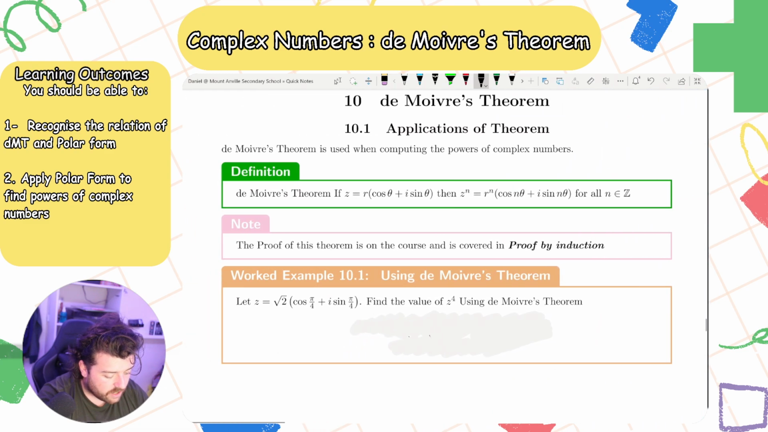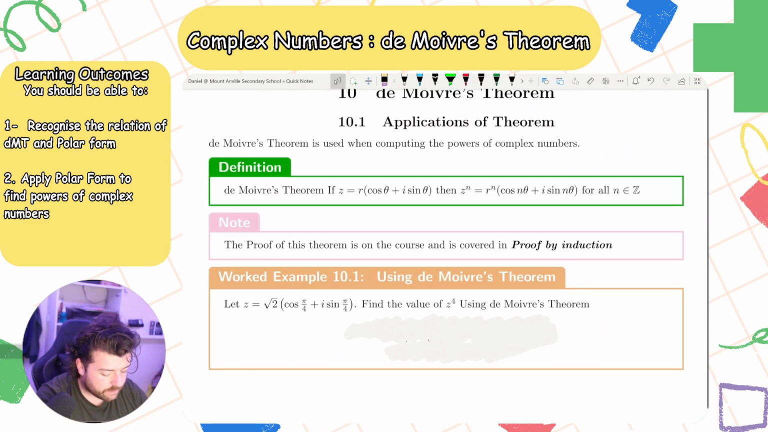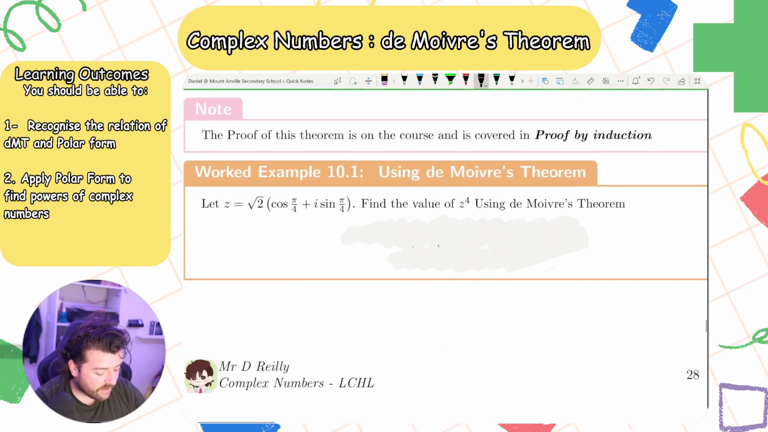So de Moivre's theorem is used for computing powers of complex numbers. If z is equal to r times cosine theta plus i sine theta, then z to the power of n is r to the power of n times cosine n theta plus i sine n theta. The proof of this theorem is covered in proof by induction. That will be in a later video, but let's have a look at this question here.